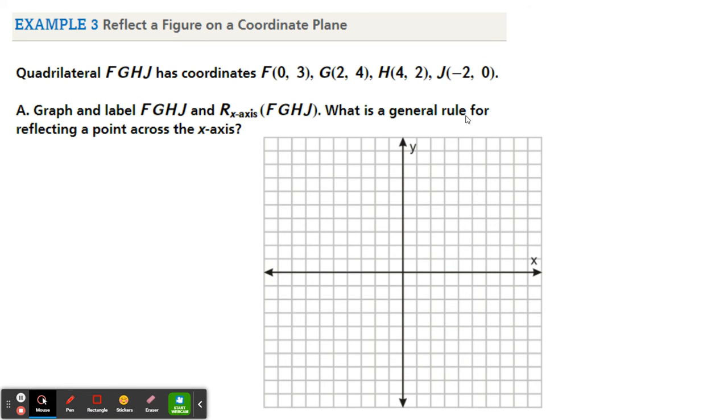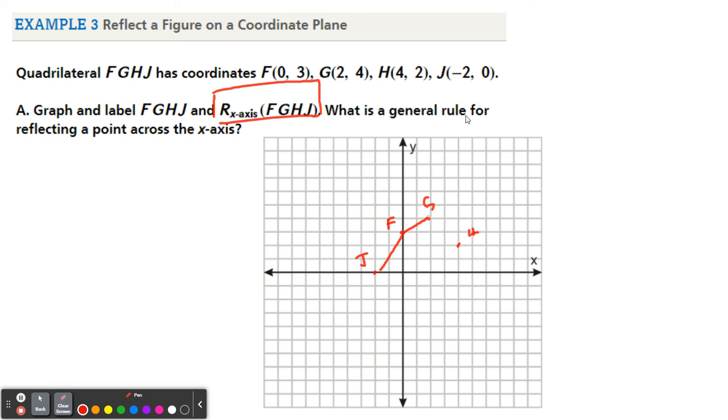It says here's quadrilateral FGHJ with the coordinates above. Graph and label FGHJ and do the reflection across the x-axis. So we're going to do the reflection across the x-axis of FGHJ. And then we want to know what is the general rule for going across the x-axis. All right, so let's start with F at 0, 3, that's up 3. G at 2, 4. H at 4, 2. And J at negative 2, 0.